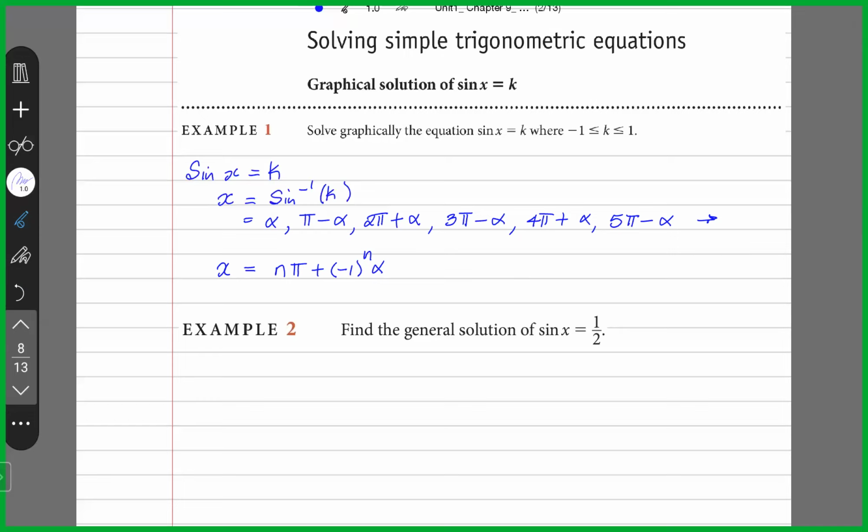When n is odd, alpha is negative, and when n is even, alpha is positive. x is equal to n pi plus minus 1 raised to the power n alpha is the general solution of the trigonometric equation sine x is equal to k.